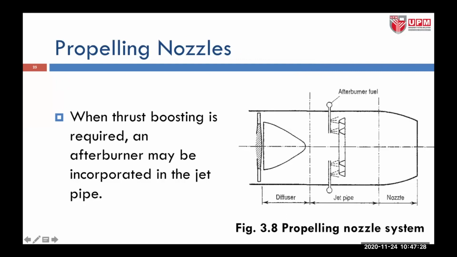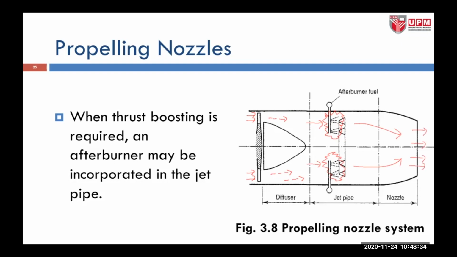When thrust boosting is required, as in the case of the afterburner, you may incorporate the afterburner section in the jet pipe section. Imagine this is the turbine, where we have the hot air coming from the turbine stages. It is slowed down in the diffuser, and then further accelerated in the jet pipe right after the afterburner, because the diffuser allows the combustion to take place with the fuel being injected at the jet pipe.